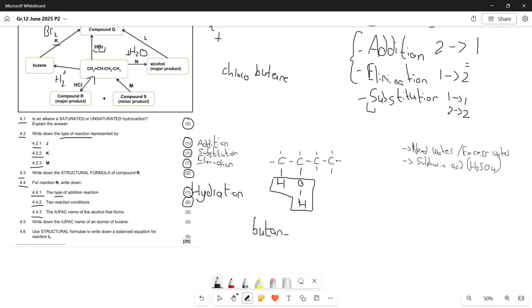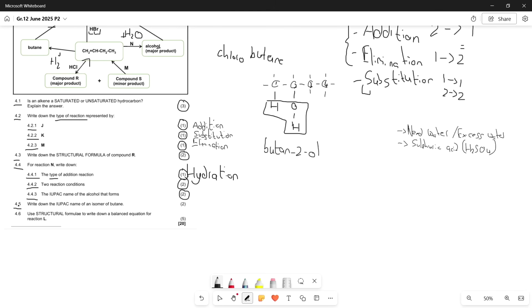So we have 1, 2, 3, 4, 1, 2, 3, 4. We always start our counting from the closest C to where our functional group is attached. Okay, which means we have 1 over here, 2 over here, 3 over here, and 4 over there, which means we're dealing with a 2. So we have butane, 2, and then ol. Butane because there are 4 C's in the chain, 2 because that is where our functional group is attached onto the second C, and then ol is the suffix that we have for an alcohol, ending in ol like that.